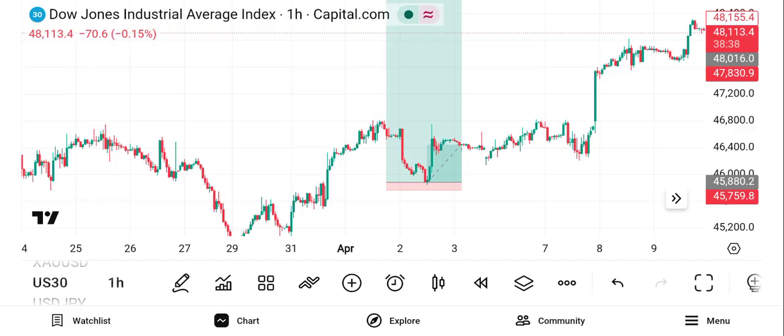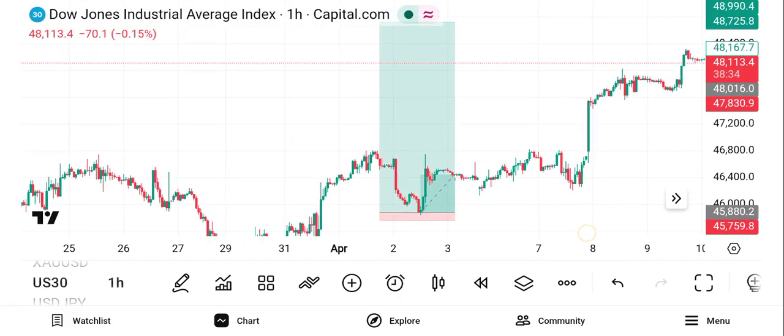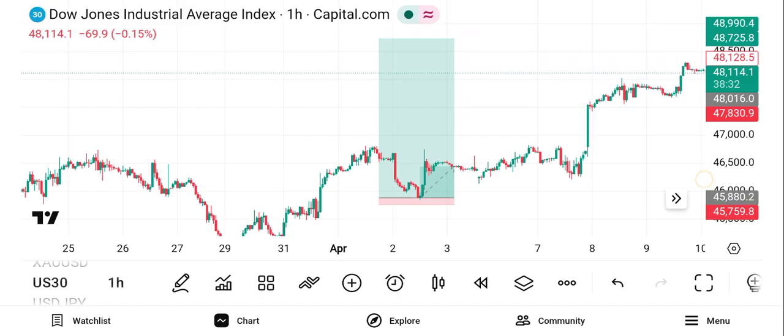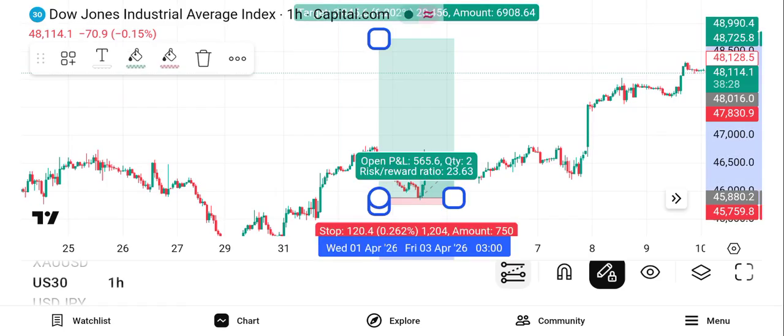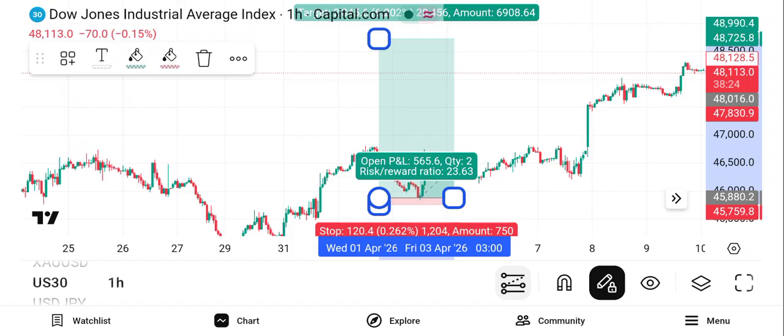Okay, this is how I was able to catch this trade on US 30 that gave me a 1:23 reward ratio. So this is the trade here, and I'm going to give you a step-by-step analysis on how I was able to catch this trade using Tony Iyke strategy. So you have to pay very careful attention.